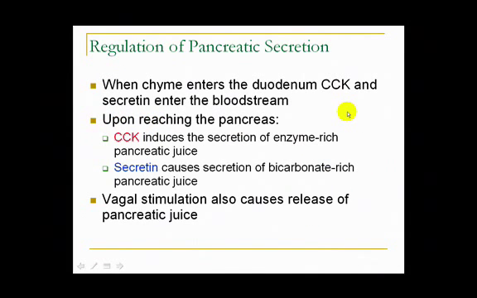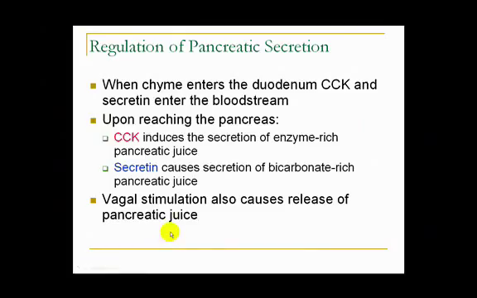So what regulates pancreatic secretions? Guess what? It's the same two guys. CCK, cholecystokinin, and secretin. So when the chyme gets put in the duodenum, these hormones get released, and they travel to the pancreas. So CCK triggers the acinar cells to produce the enzymes, and the secretin works on the duct cells to increase the secretion of the sodium bicarbonate. And then again, you have your parasympathetic nervous system, which causes the release of the pancreatic juices.